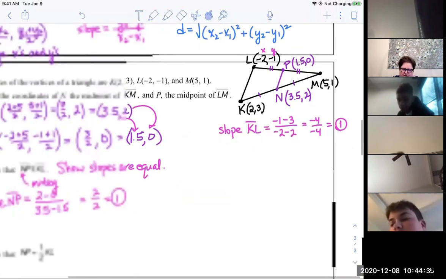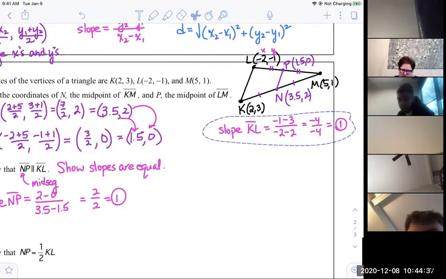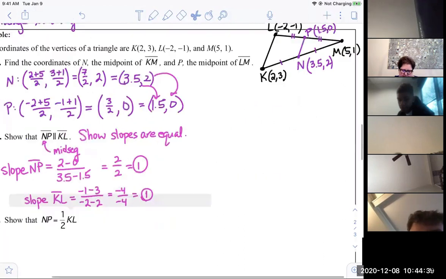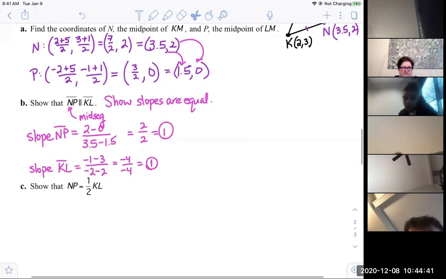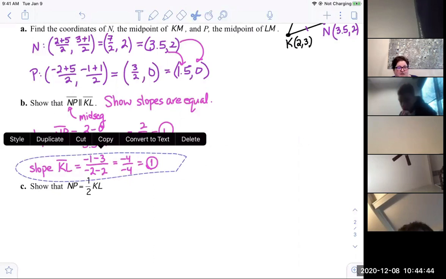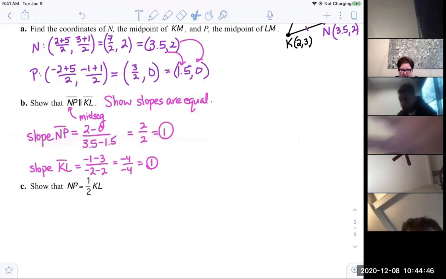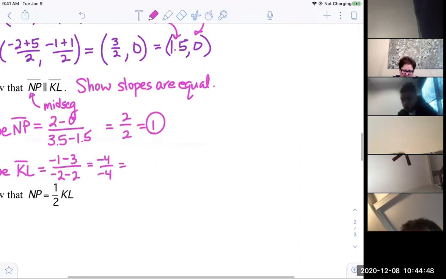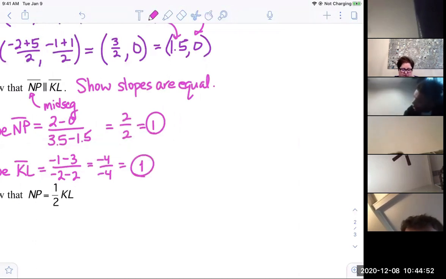Okay, what did we just show? That the slopes are parallel. That the lines are parallel, right? The slopes are the same. That means that the lines are parallel. Okay, and that's not surprising because that's what the theorem says, but we're just verifying that that's true.